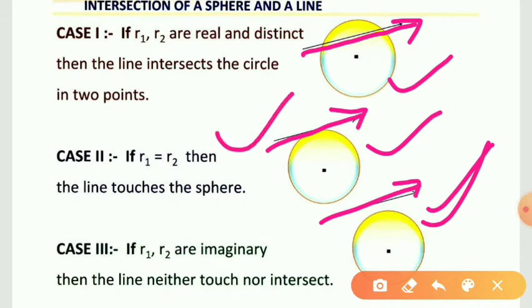If the intersection of a line and a sphere is a single point, then we say that the line is a tangent line. If the line intersects the sphere in 2 points, then the line is said to be a secant line.